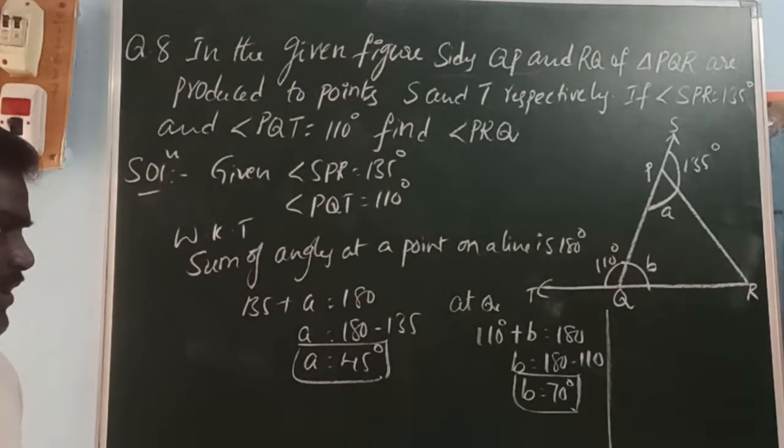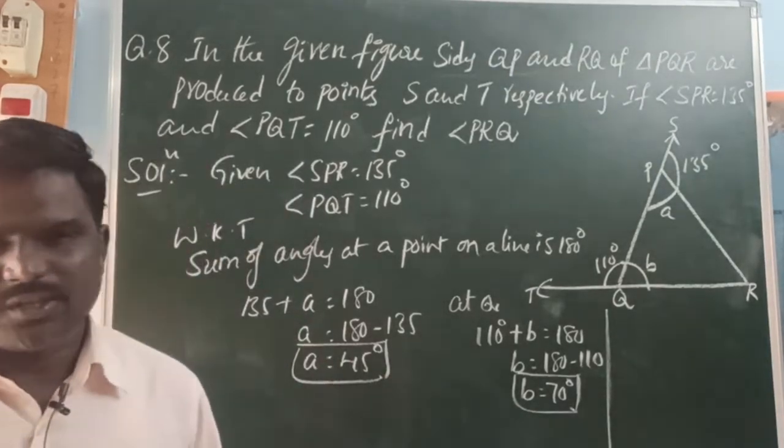Next they are asking for angle PRQ. So A is how much? 45 degrees, B is how much? 70 degrees. Okay, sum of angles in a triangle is how much? 180 degrees.